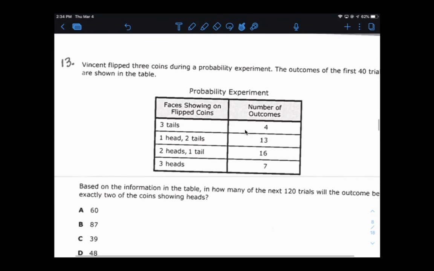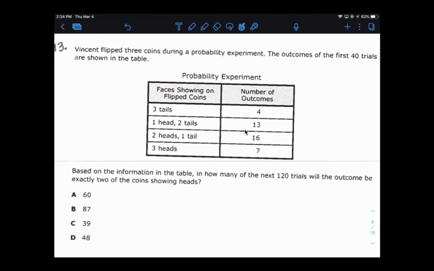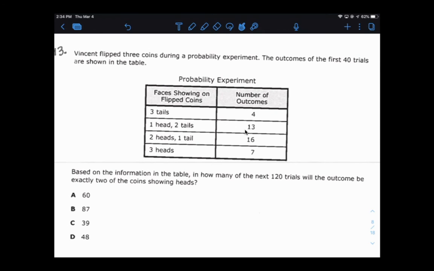Number 13, it says Vincent flipped 3 coins during a probability experiment. The outcomes of the first 40 trials, so he performed this experiment 40 times, are shown on the table. If I add all of these numbers, the total is 40, right? So this is the total number of trials. Then the question: based on the information in the table, in how many of the next 120 trials will the outcome be exactly 2 of the coins showing heads?